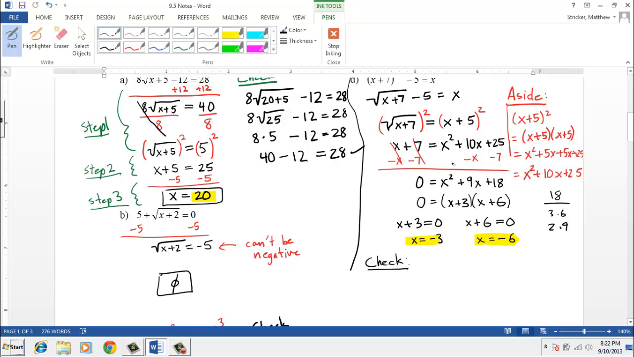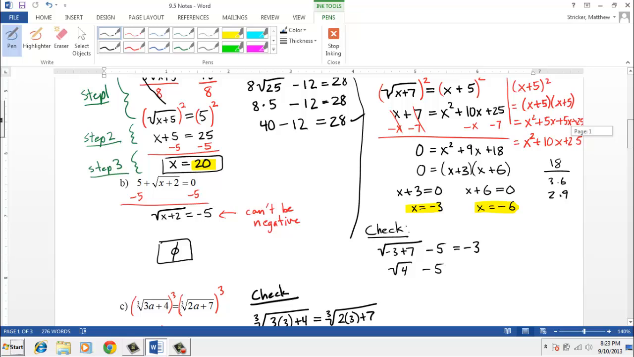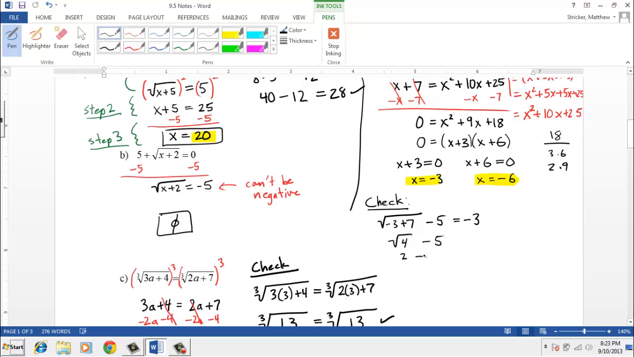So we need to take negative 3 and plug it in. Plug negative 3 in everywhere there's an x. And so here we see that the square root of negative 3 plus 7 is the square root of 4. Square root of 4 is 2. And 2 minus 5 is equal to negative 3. So the first one checks out when we have x equal to negative 3.